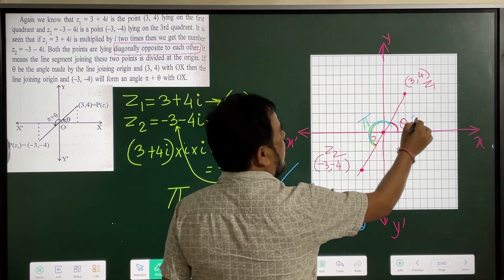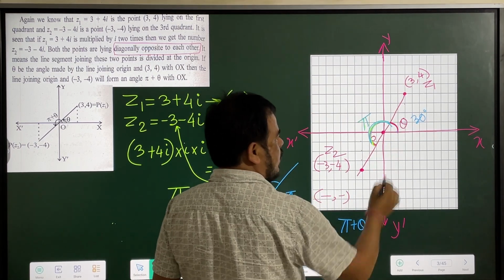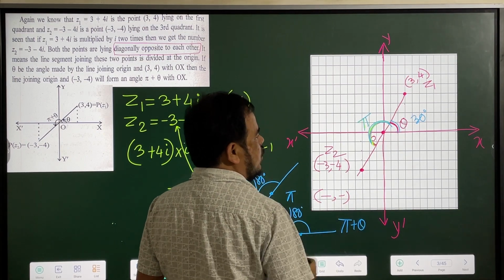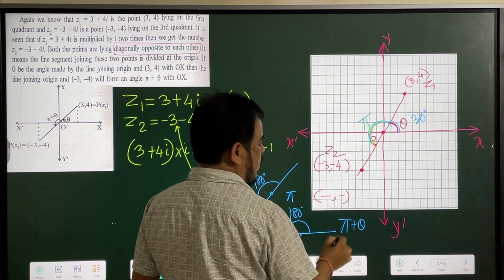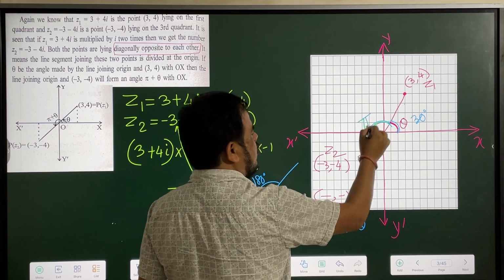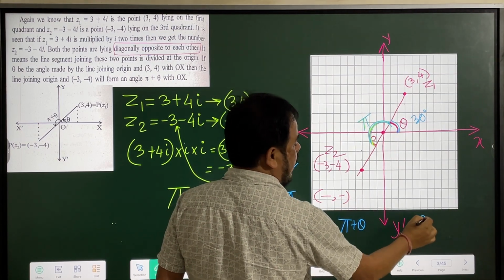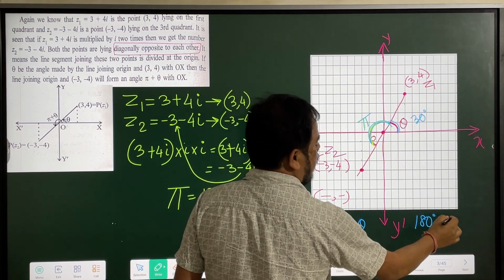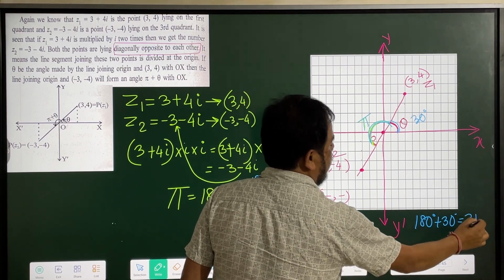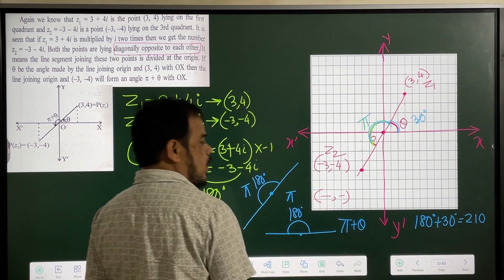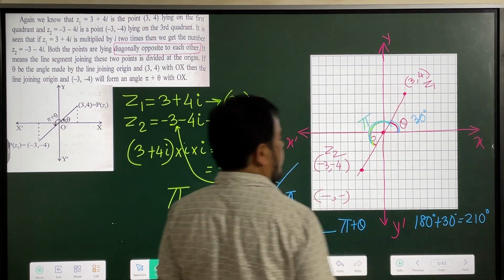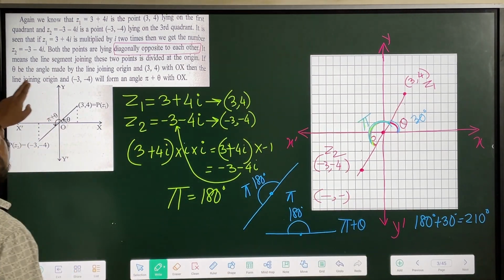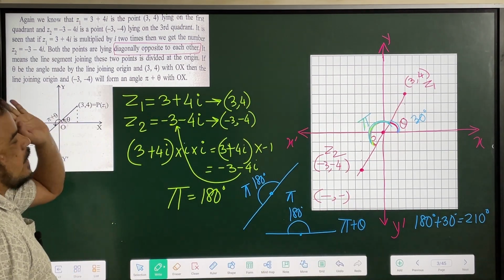Suppose this theta is 30 degree. Here to here 180 degree. So from this place to this place, what will be the measure of the angle? 180 degree plus 30, that is 210 degree. So pi plus theta with the x-axis.